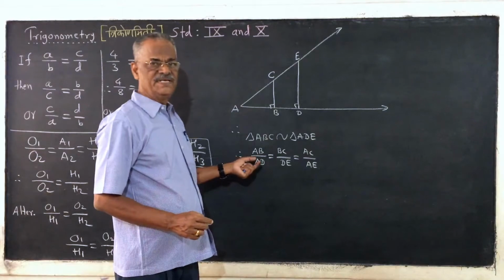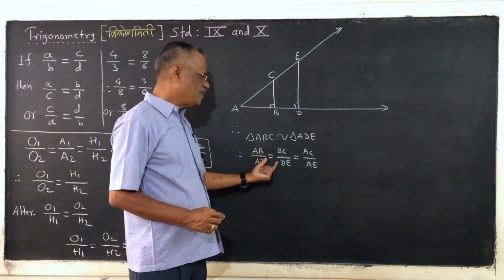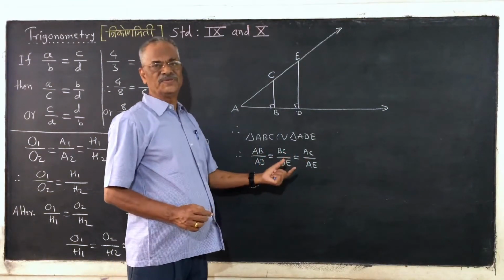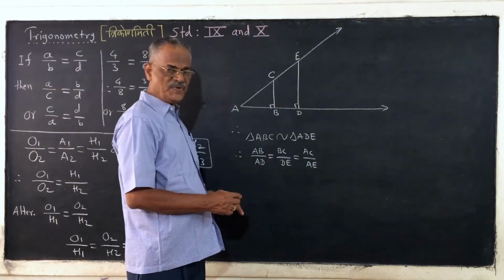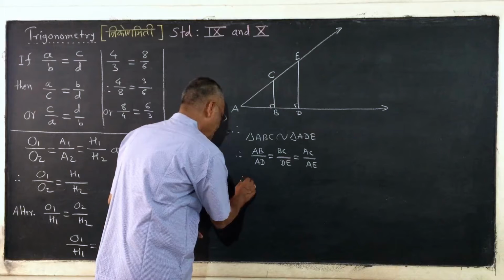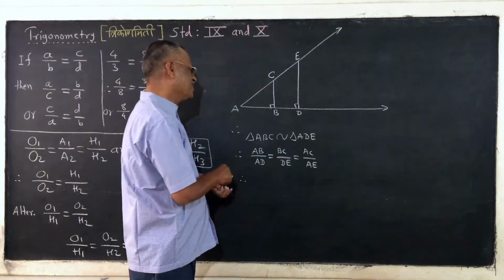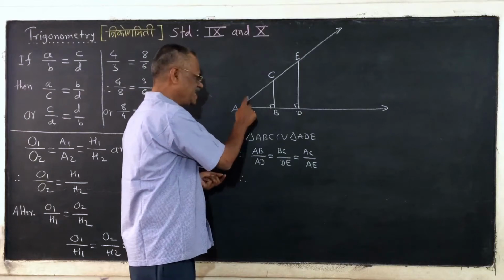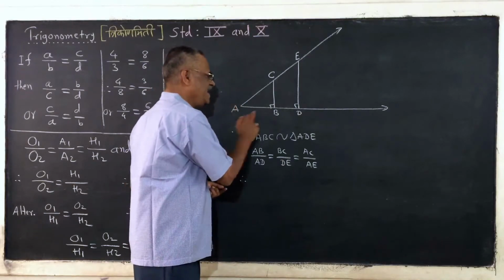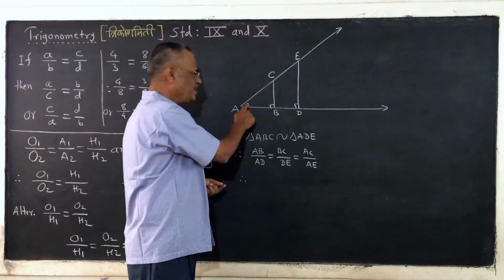This is the reason corresponding sides are in proportion. And if we write like this, corresponding sides are in proportion. Now let us see that with the help of angle A, this is an acute angle in the right angle triangle ABC.